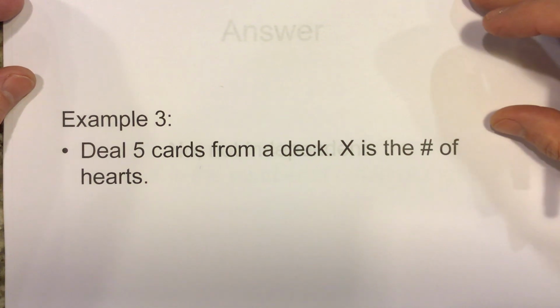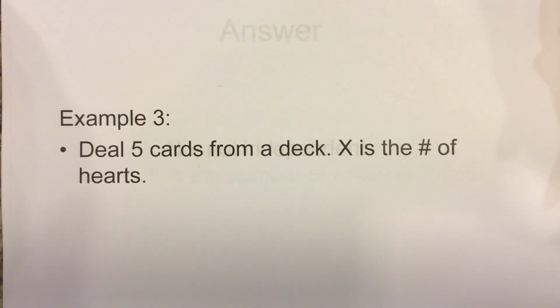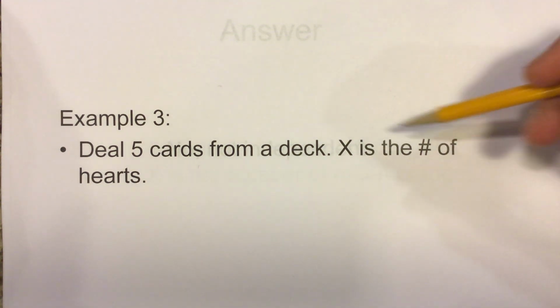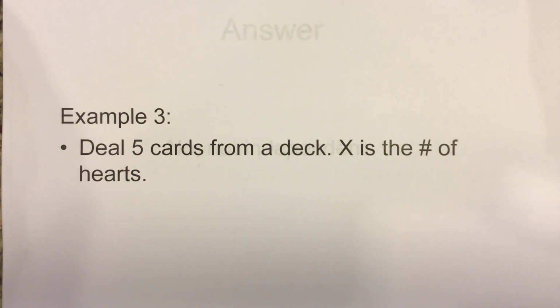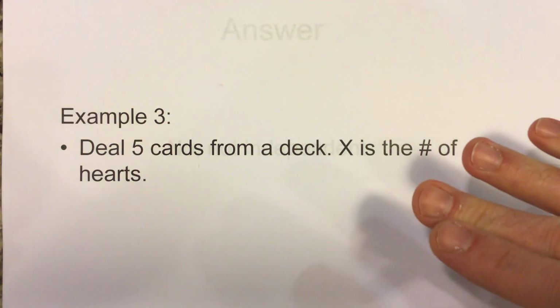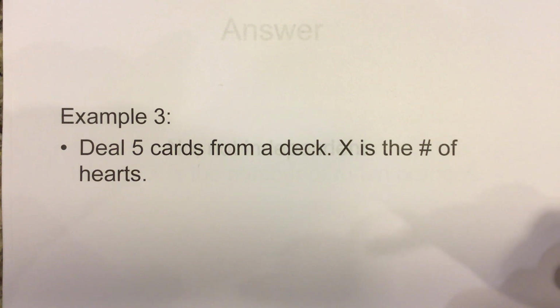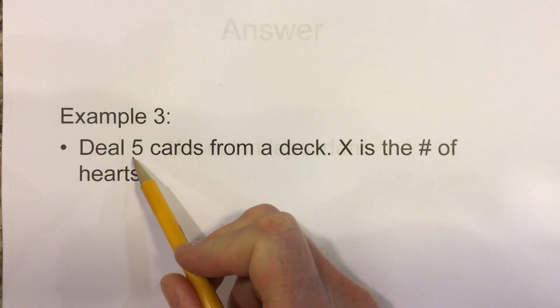Again, pause it, see if you can answer this. Okay, so you're going to deal 5 cards from a standard deck, and X is the number of hearts that you get. All right, again, do I have 2 possible outcomes? Yes, I get a heart or not. Second, do I have a fixed number of observations? Yes, N would be 5.